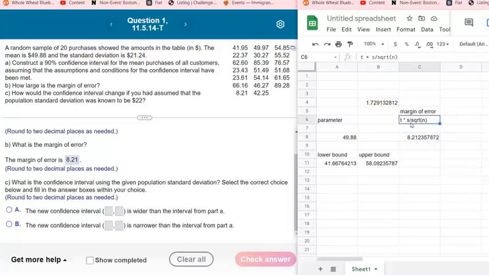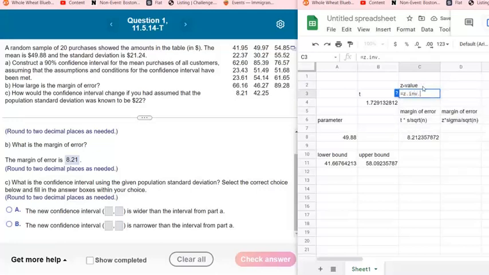We use T if the sample standard deviation is being used. We use Z when the population standard deviation is known. So we can't use this T distribution anymore. Now we need to go get something from the Z distribution. So we're going to type equals Z.in.2t.